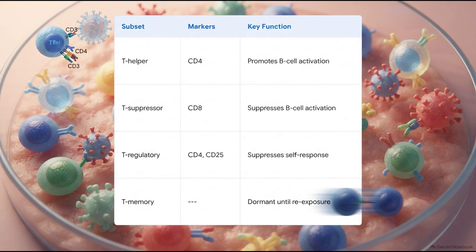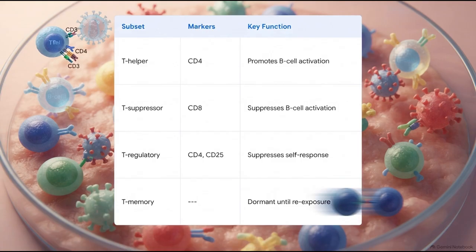Let's lock in this specific board prep mnemonic right now. CD4 is your T helper cell. It promotes B cell activation, is calculable from CD3 without flow cytometry, and sadly is the primary target for HIV. On the flip side, CD8 is your T suppressor and cytotoxic squad, which suppresses B cell activation and kills during viral infections or organ rejections.